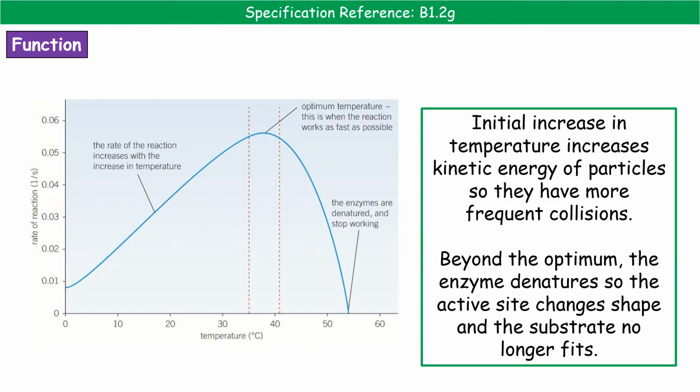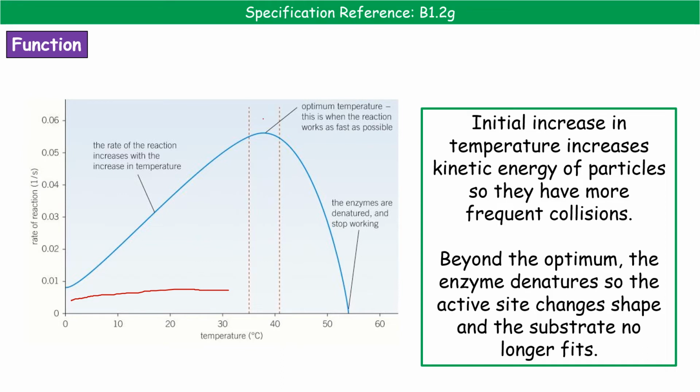The first one then is temperature. So on the left you can see the graph of temperature, and the right gives you a bit of an explanation. The key principle is, in this first part of the graph here, as we increase the temperature, you can see the rate of reaction increases. The reason for that is that as we increase the temperature, the particles gain kinetic energy, they move faster, so they have more frequent collisions.